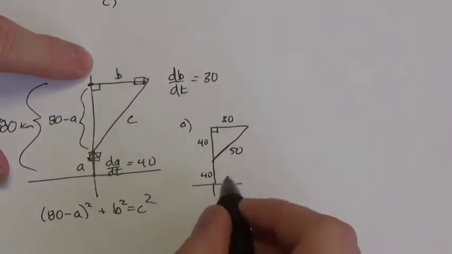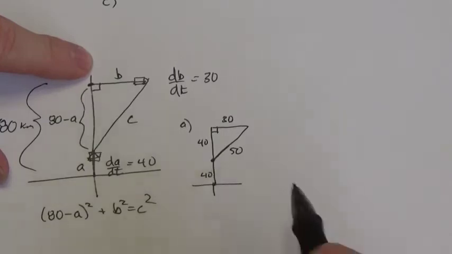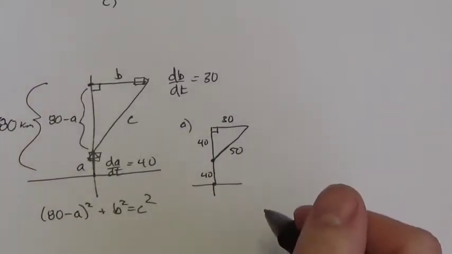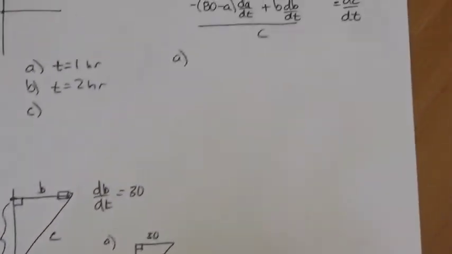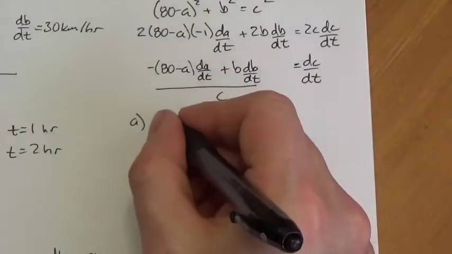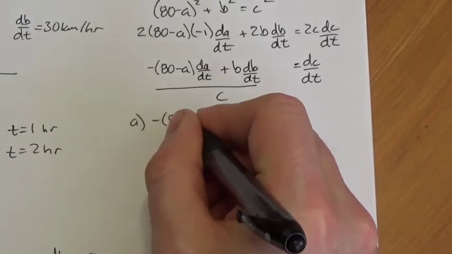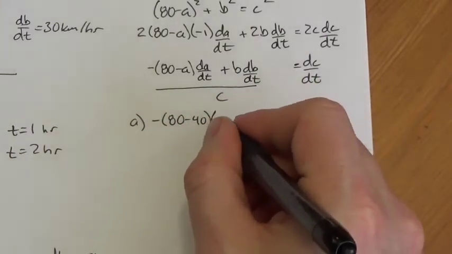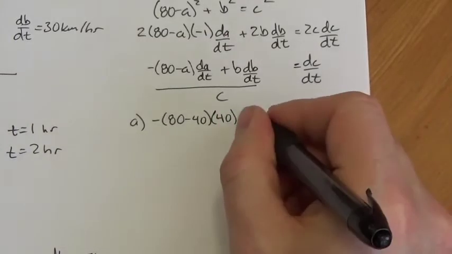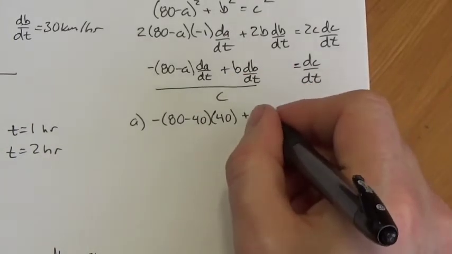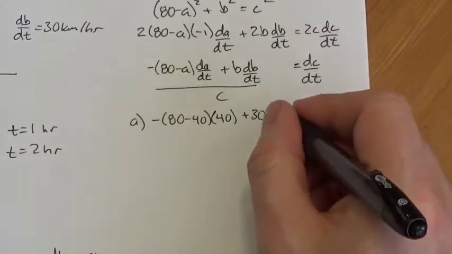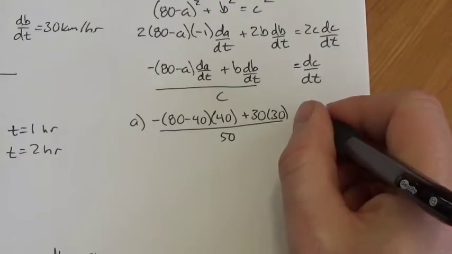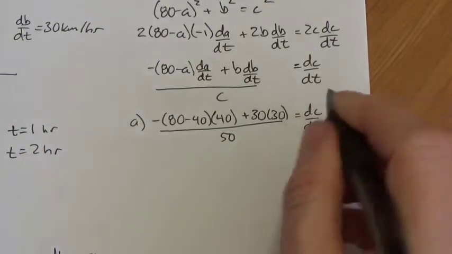So here's where we start. This is where that car is an hour in. It's exactly halfway in between. And so that's the relationship between those variables here. So now I can come up here and start plugging stuff in. This is going to be negative (80 minus 40), dA by dt is 40, plus B is going to be 30, dB by dt is 30, all over 50 equals dC by dt.